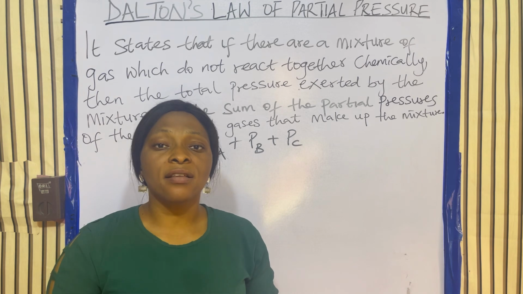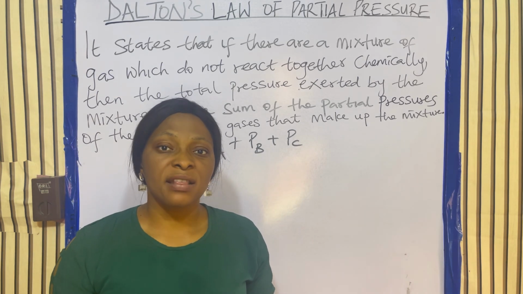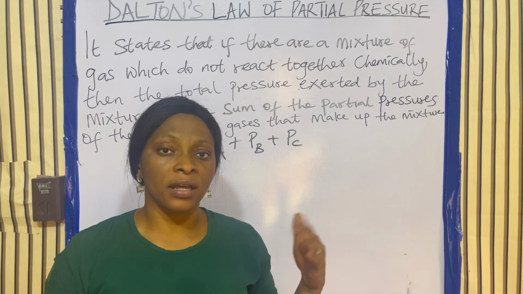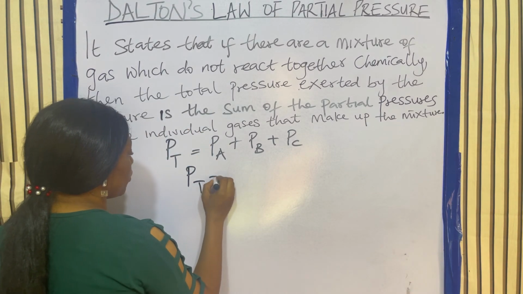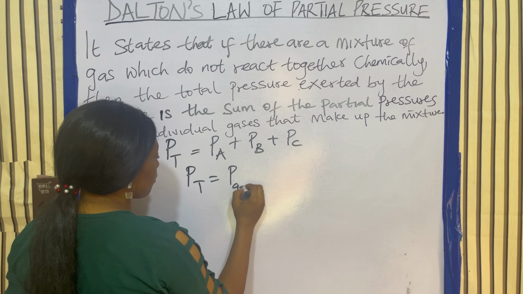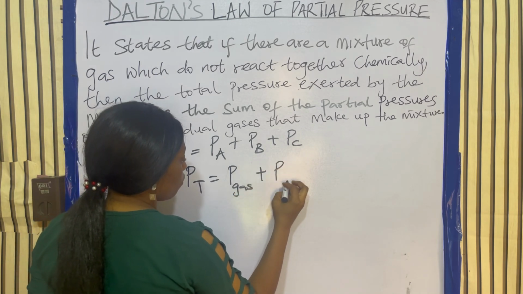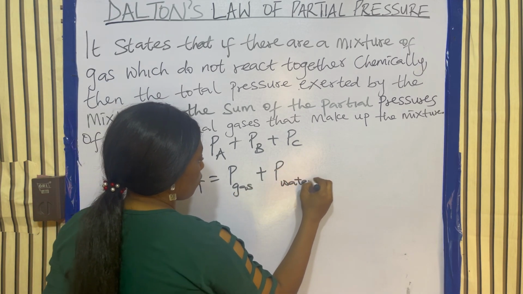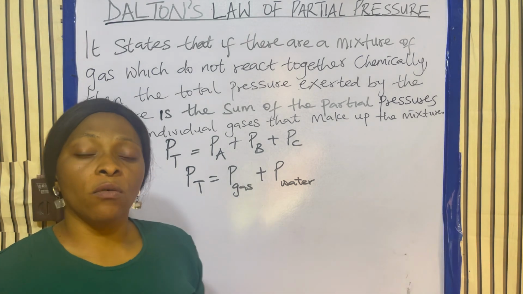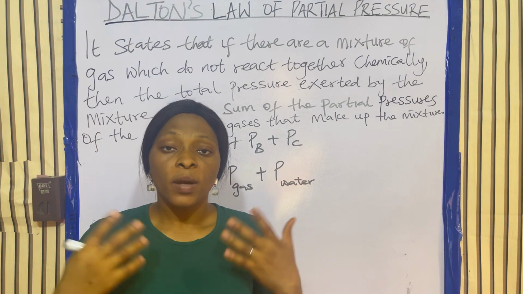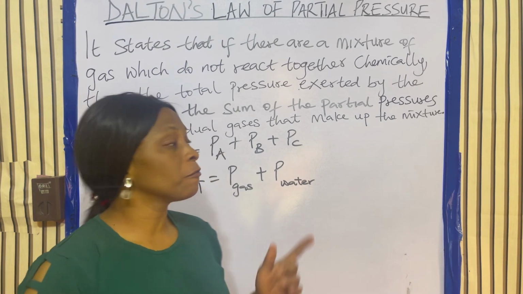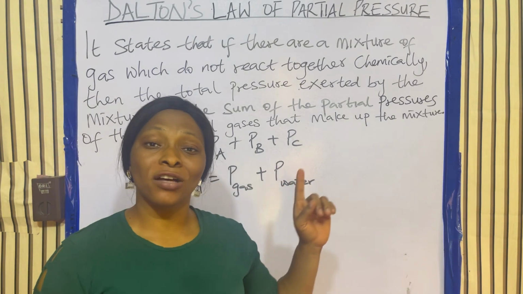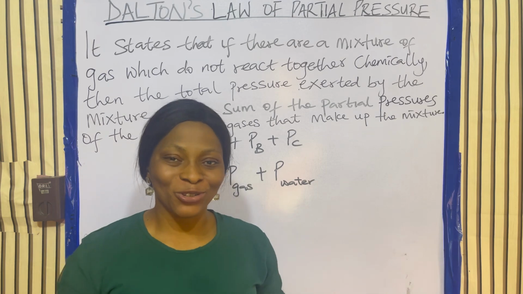Now, if the gas is collected over water, it simply means that there is some water vapor in that gas. So in that case, P total will be P gas plus P water. So this is basically what Dalton is trying to explain. Now, let's look at the various formulas involved in Dalton's law of partial pressure.